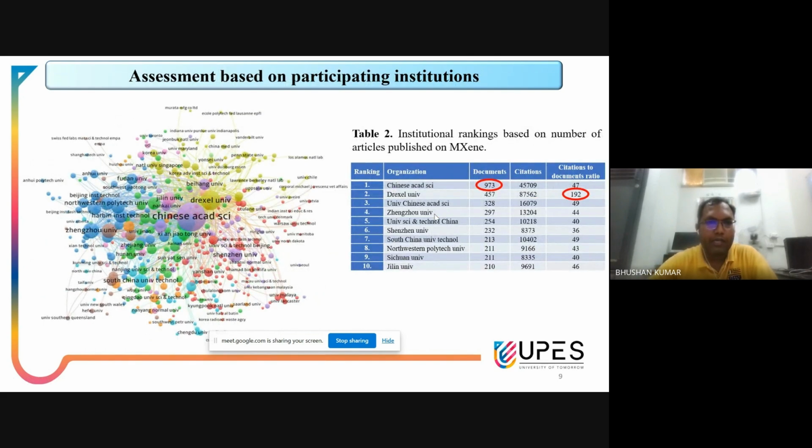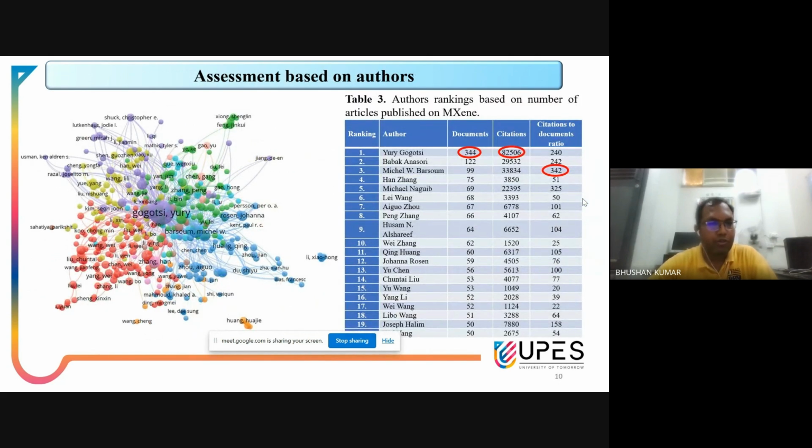Now, this is the assessment based on participating institutions. The maximum number of publications is coming from the Chinese Academy of Sciences, and in second position we have Drexel University, USA, where MXene was first synthesized by Yury Gogotsi and his team. The citation to document ratio of Drexel University is very large, that is 192. It shows the quality of literature produced by Drexel University. Now, this is the assessment based on authors. In this category, Yury Gogotsi topped, the second is Babak Anasori, and the third is Michel Barsoum. All three belong to Drexel University.